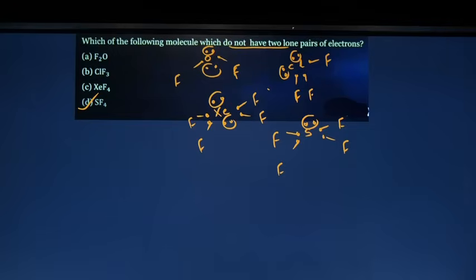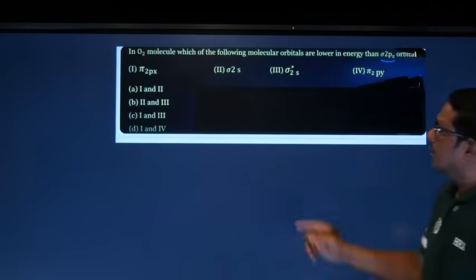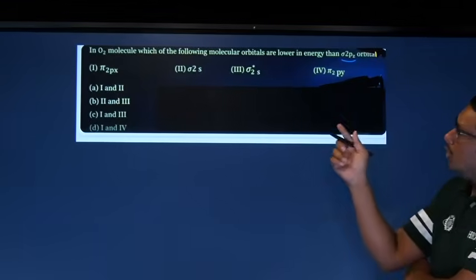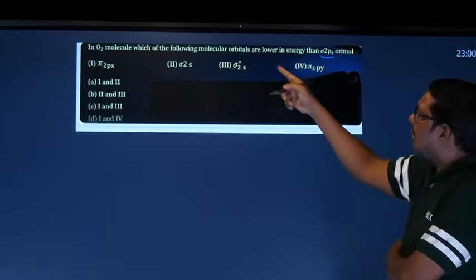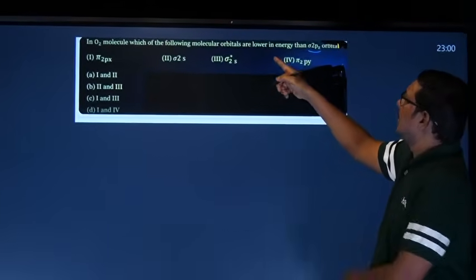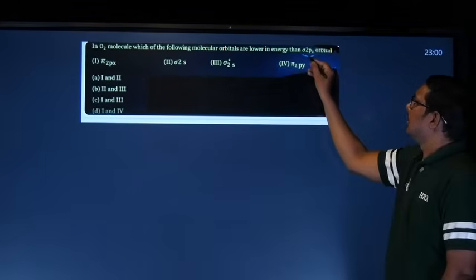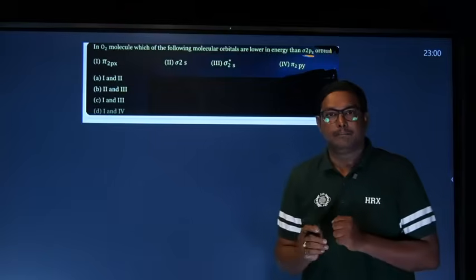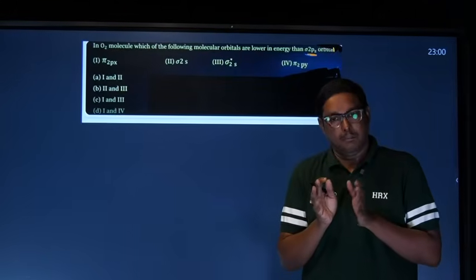Now if you go for the next question. In the O2 molecule, this question is most important. In the O2 molecule, which of the following molecular orbitals are lower in energy as compared to the sigma 2pz orbital? We have MOT, the molecular orbital theory, proposed by Mulliken.